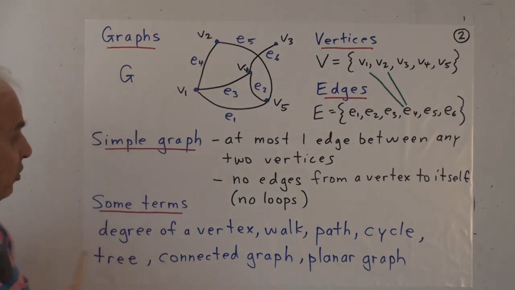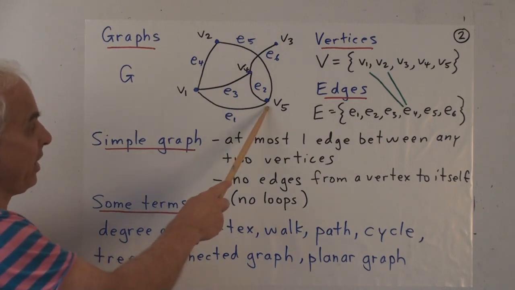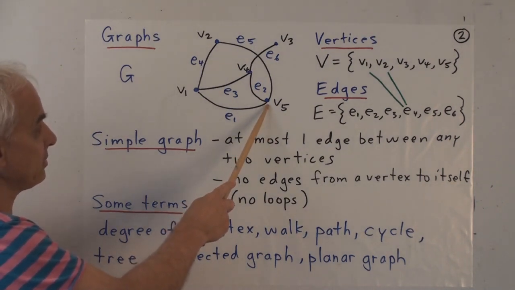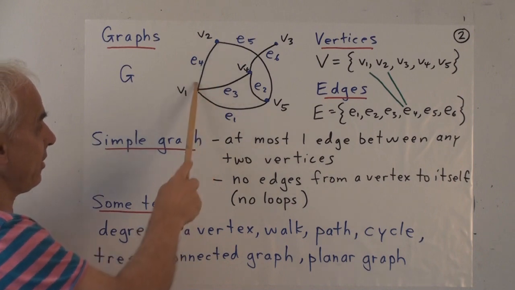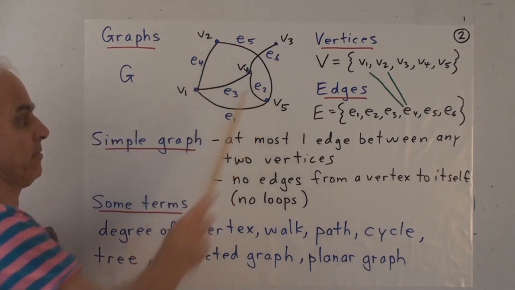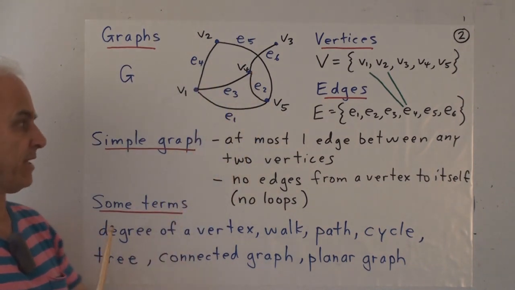So an example of a cycle would be, say, start here, and then we go, say, here, and then here, here, and here. That's a path that's closed.